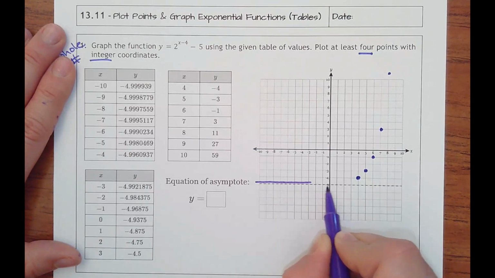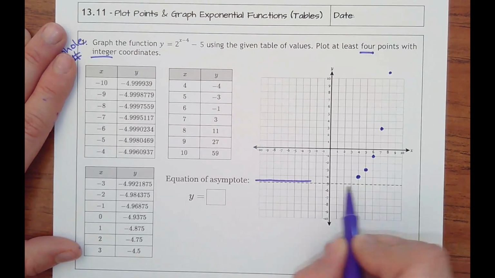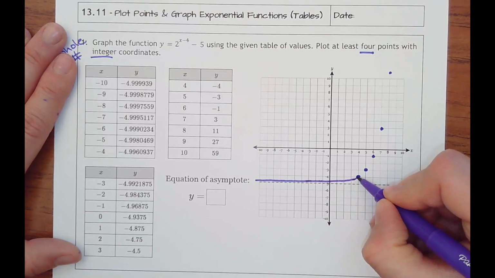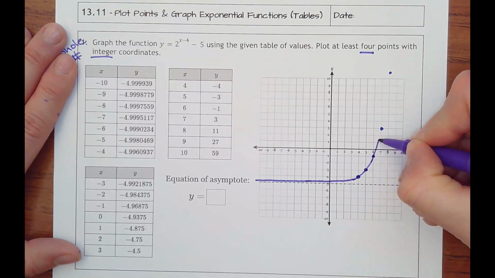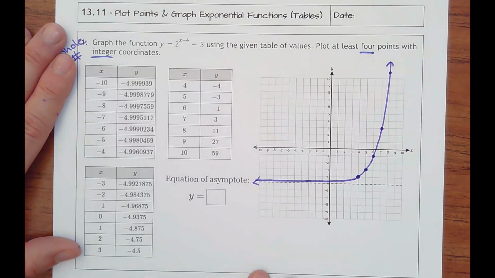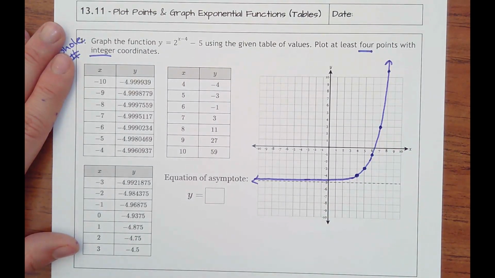So this dashed line is called an asymptote. That means my function gets really, really close to it, and it gradually is going to go up, and you got to make sure you're going through all the points. So it gradually spreads to the right and goes up really fast. Okay, I like these because the table is right here in front of your face.